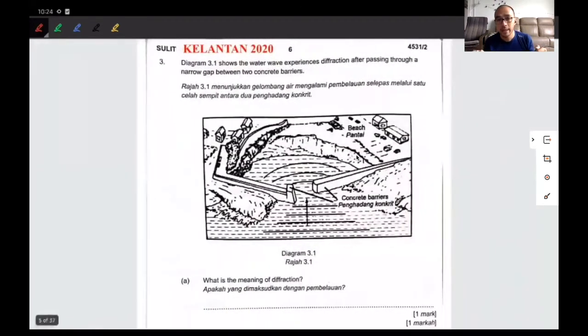All right, next question comes from Kelantan. This is no longer refraction. This is a barrier and a gap here. So this is a diffraction question. Let's talk about diffraction a little bit. So what is the meaning of diffraction?